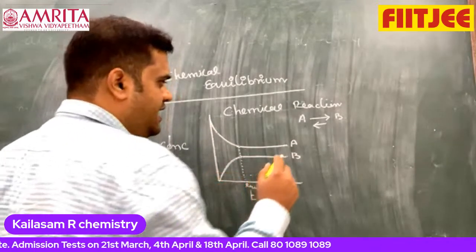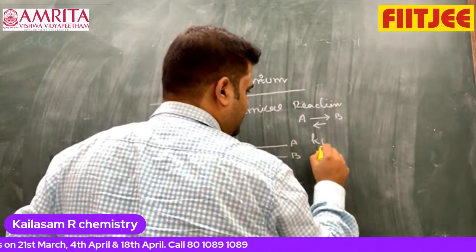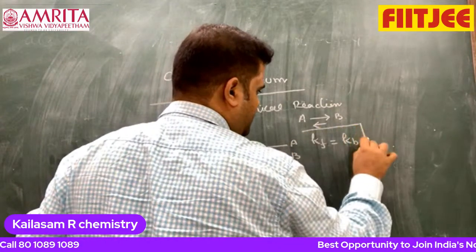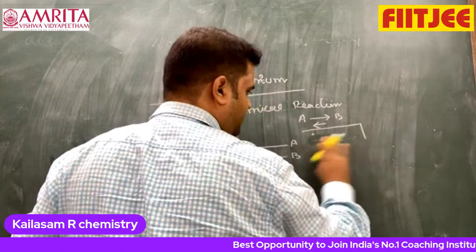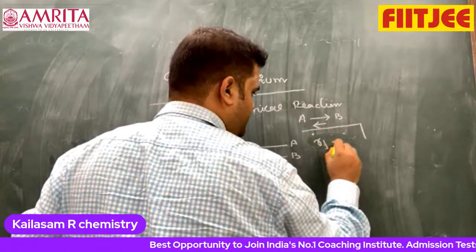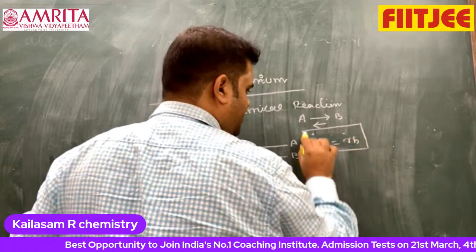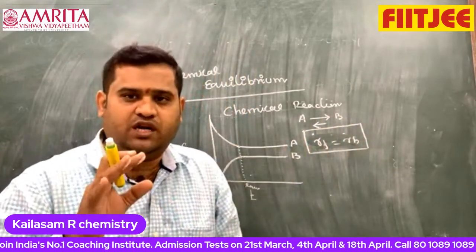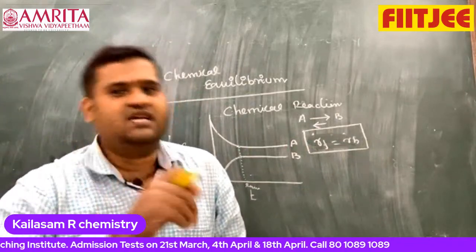That means I can write that Rf is equal to Rb. Sorry, extremely sorry, not Kf. What is Rf equal to Rb? We can say the rate of forward reaction is equal to the rate of backward reaction, which means the reaction attains equilibrium.